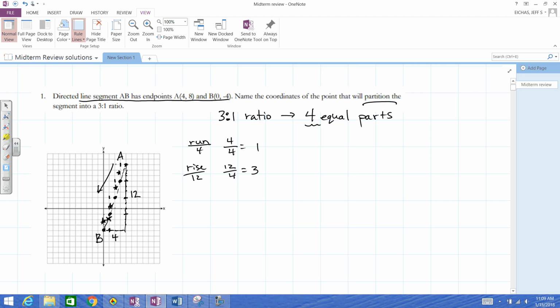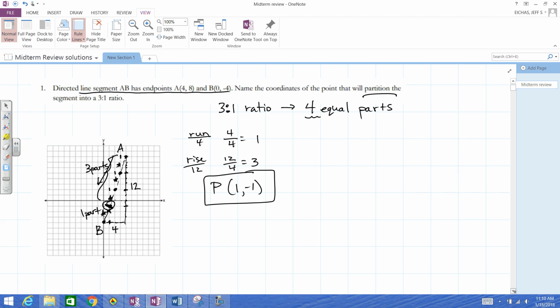Okay, now we want a 3. We want 1, 2, 3 of these, and then 1. So this is 3 parts. This is going to be 1 part. This location right here, it looks like it's 1, -1, is our point that will partition it into a 3-to-1 ratio. Okay, so we'll just call that P. All right, next.